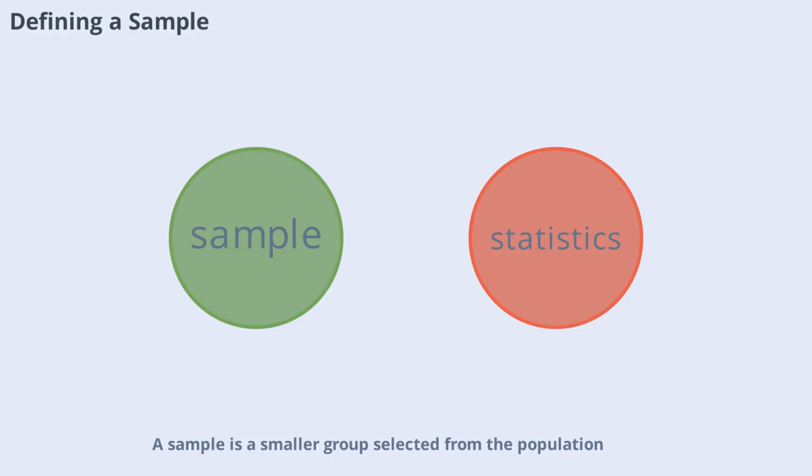A sample is a smaller group selected from the population. It's like taking a slice of cake to judge the flavor of the whole dessert. The goal is to choose a sample that accurately represents the population, so the conclusions we draw are valid. Sampling is a practical solution when studying the entire population isn't feasible. The methods used to select samples are critical, as a poorly chosen sample can lead to misleading results.